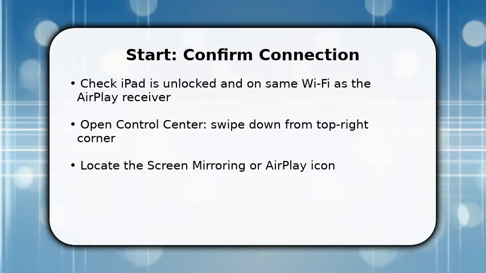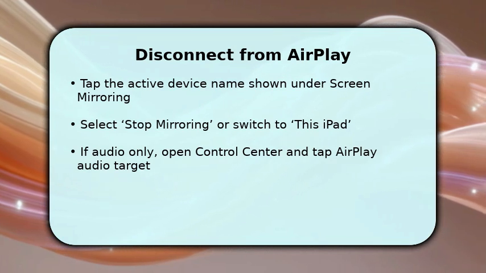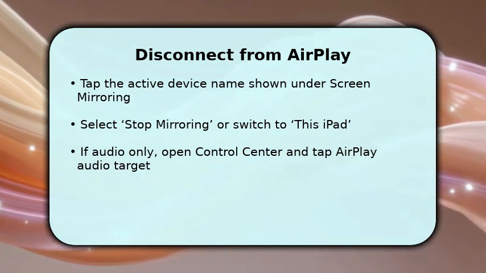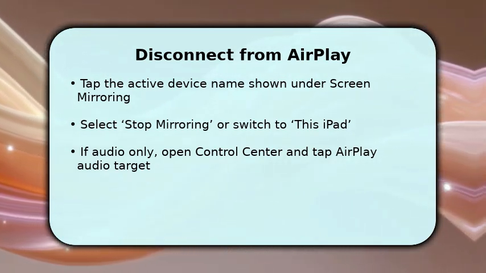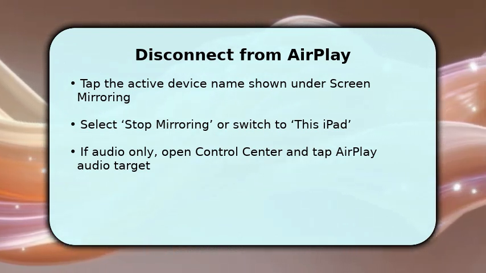You should now see the list of available devices and the one currently active. Tap that device name to reveal options. Choose Stop Mirroring to end a screen share, or pick this iPad to route content back to the tablet.